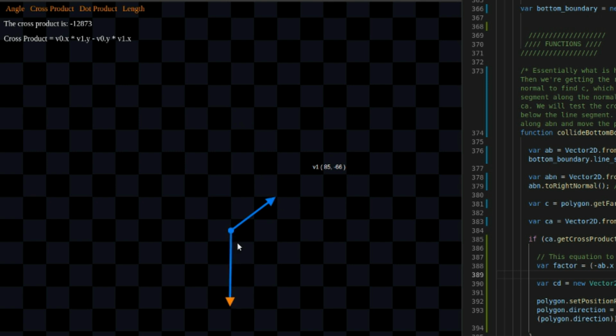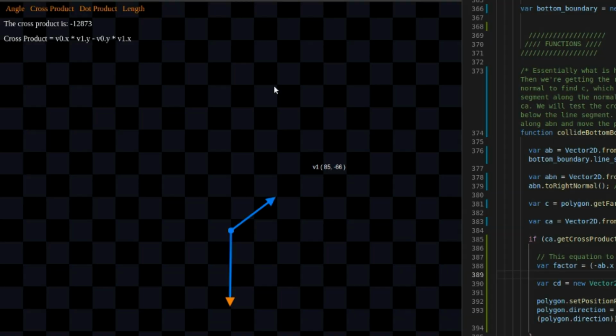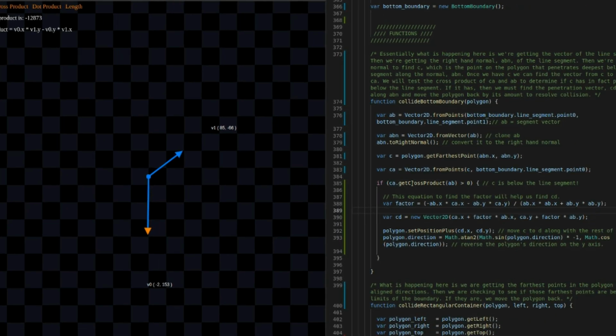So let's take a look. I think I got it set up about right. This right here is going to be CA, and this right here is going to be AB. So we have AB up and to the right a little bit, and CA is pointing straight down. So if CA.get cross product AB is greater than 0, we know that we have a collision and we could run the code inside. So let's take a look at our example program.